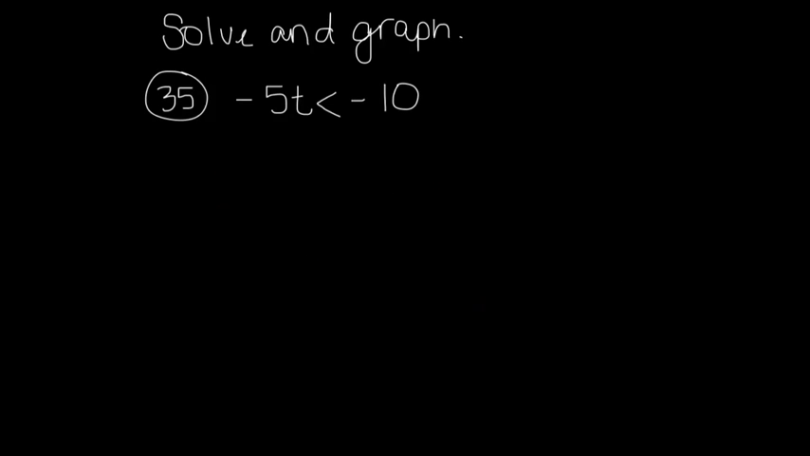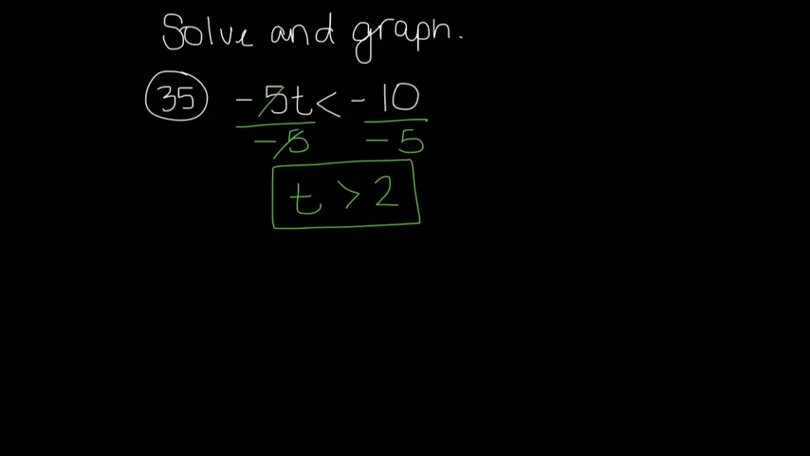Same thing here, the only reason that t is not by itself is because of the -5, so I will divide by -5. When I divide both sides by a negative, I have to remember to flip that sign. So less than becomes greater than. -10 divided by -5 is +2. So this gives me t is greater than 2. To plot that on a number line, there's my 0 and my 2. I get the open circle because it's strictly greater than, and shade everything greater.